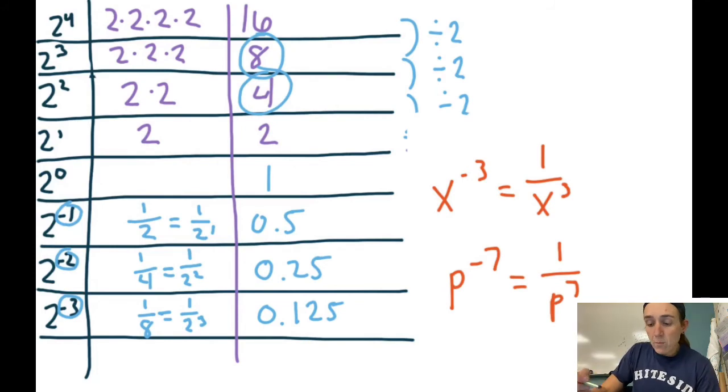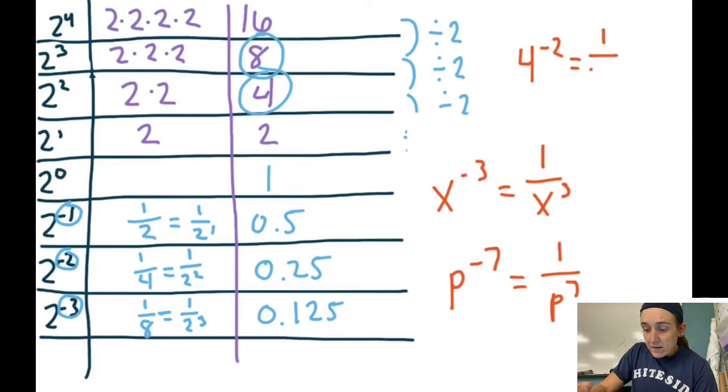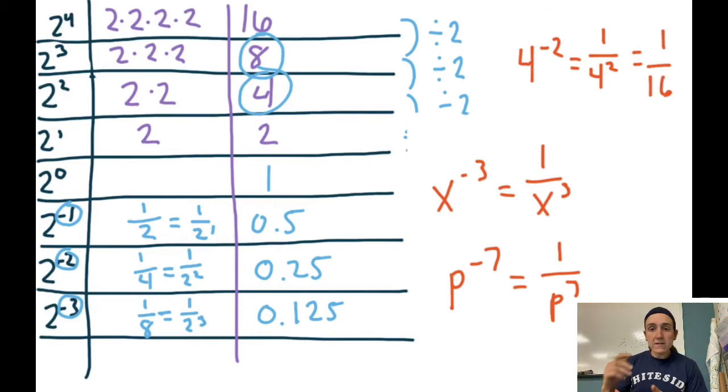Okay, if I have 4 to the -2nd, that would go to the bottom of a fraction. 4 to the 2nd would go on the bottom. I know 4 to the 2nd is 16, so I could say this is 1 over 16. Okay, so negative exponents, we stick them on the bottom of a fraction. That's how they become positive.